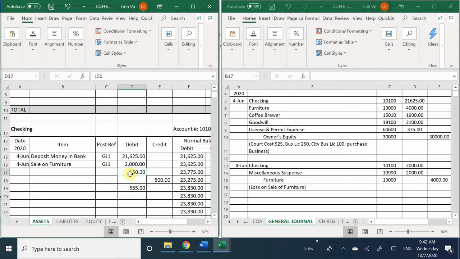Okay? But of course, I don't have that, so I'm going to go ahead and get rid of these numbers. So there you go. We are still at 23,625 until further notice. Okay? Isn't that pretty cool? So it's a way to speed up your calculations.